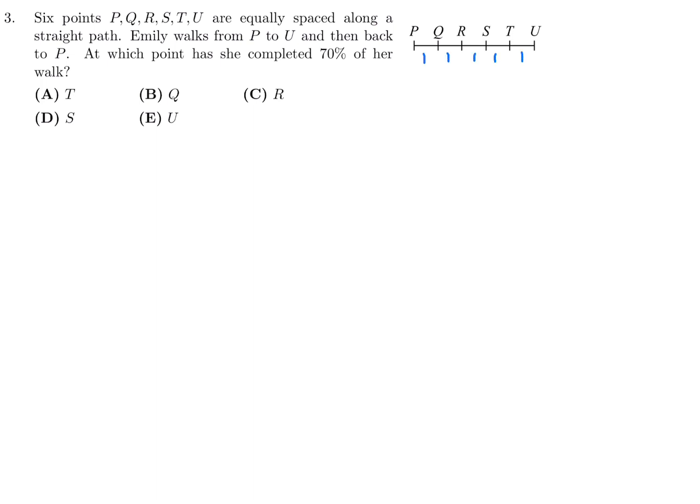Whichever one you like. So if I'm going from P to U, I've walked 5, basically, a length of 5. And then once I start coming back, I've walked now 6, and now I've walked 7 when I reach S. And if I've walked 7 and the total from P to U and then back to P is 10, then that is indeed 70%. When I have reached S, I will have walked 70%. So number 3, the answer is S, which would be choice D.